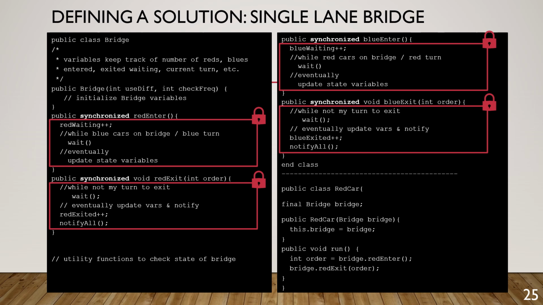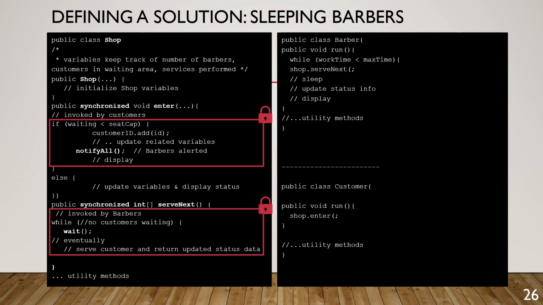Then the active entities, the cars, can just call methods to try to access the bridge. Also notice the presence of delocalized plans here. So red enter represents red cars trying to enter, and that contains a wait on the blue exit. Likewise, blue cars waiting to enter are waiting on the red cars to exit. And the sleeping barbers is somewhat similar. Barbers sleep while waiting on customers, and when a customer comes in, they notify to say, "I'm here."